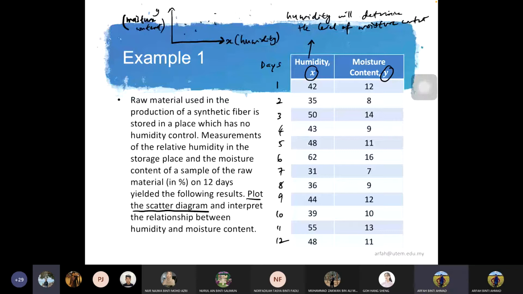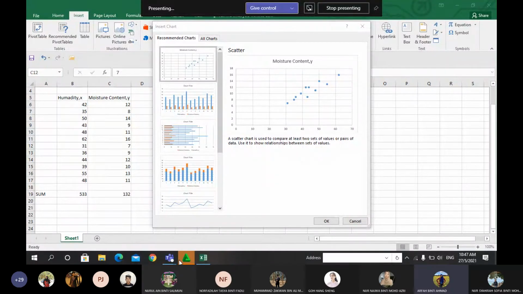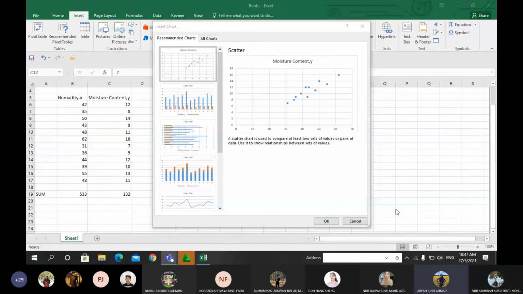Doktor. Dah. Dah buat dah? Tengok sikit Jaya. Sekejap. Share screen. Nampak tak doktor? Nampak? Yang ni. Yang sekejap tengok.